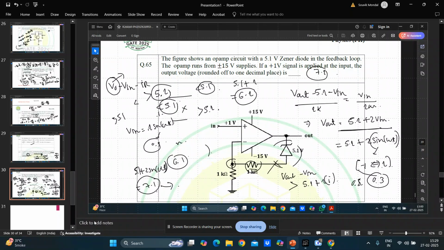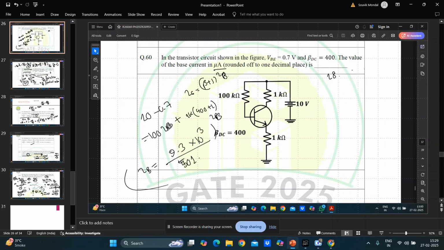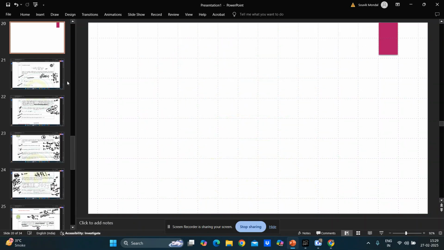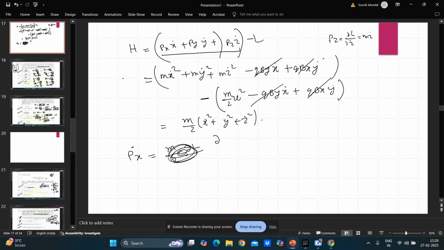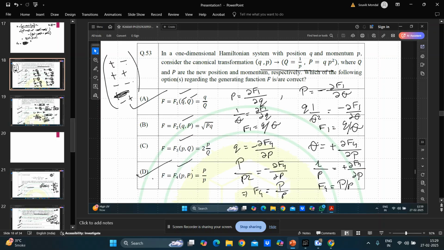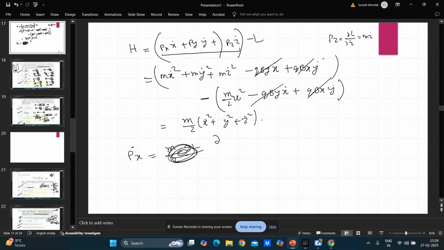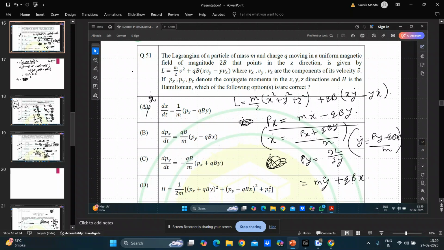Okay, so this is probably the last problem, and in one problem I probably made some mistake. Yeah, this problem, I guess. This problem I probably made a mistake in.